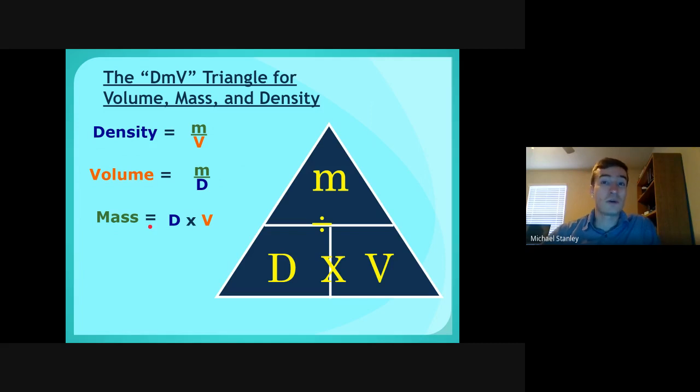This is going to be important for the homework for today and tomorrow, because the homework is either going to want you to calculate density or calculate volume or calculate mass, and it'll give you the other two measurements. You'll have to come back to the notes and see what type of math you have to do in order to calculate density, volume, or mass.